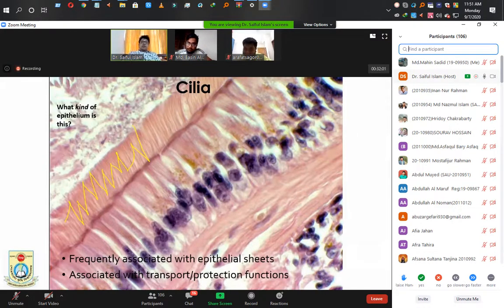So can you say what type of epithelium it is? You can easily see the nuclei are located at different layers. All cells cannot reach the surface, and that's why it is pseudostratified, right? This is what I see at high magnification under the light microscope.